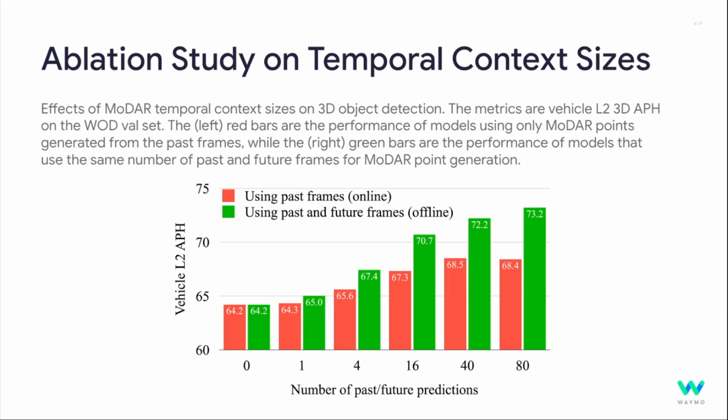In this figure, we see that long-term information is also helpful. The red bars on the left are the performance of models using only MoDAR points generated from the past frames, while the green bars on the right are results of models that use the same number of past and future frames for MoDAR point generation. We can see that using more MoDAR points from more frames, as well as using both forward and reverse motion forecasting, helps improve detection accuracy.